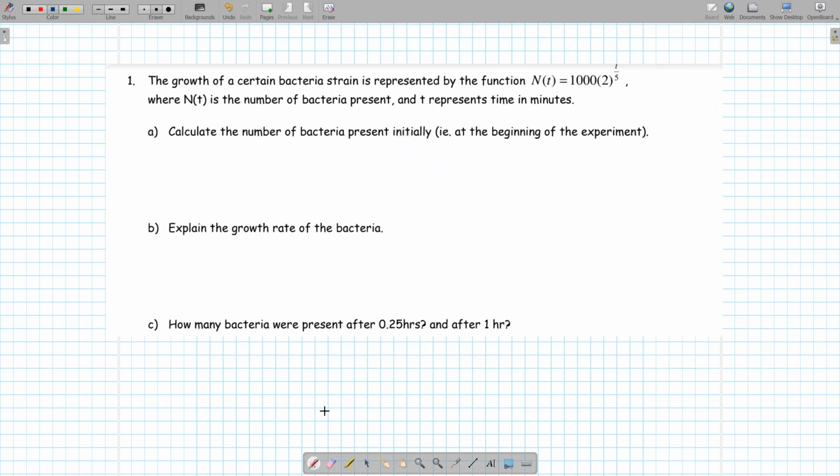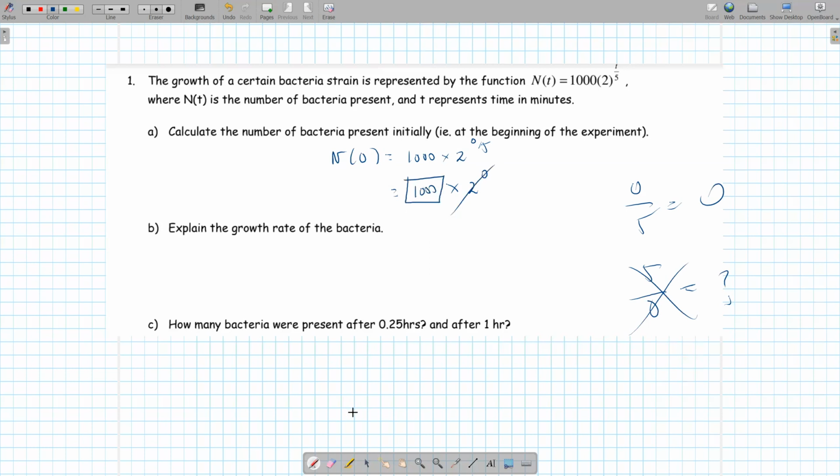What was the population to start off with? So we're gonna do N of 0 equals 1,000 times 2 to the power of 0 over 5, yeah? Now 0 over 5 is still a 0. We can do this, it is a 0. We just can't do it the other way around. You can't have 0 in the denominator, but you can have 0 in the numerator, okay? So 2 to the power of 0 over 5 is just 2 to the power of 0, and we know that's a 1. So therefore, initially there were 1,000 bacteria.